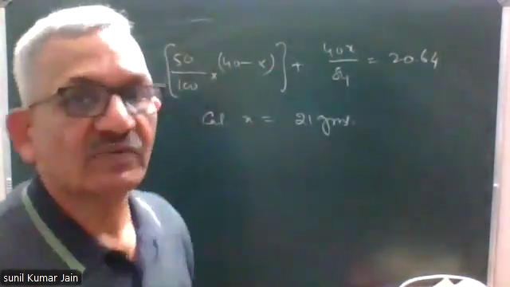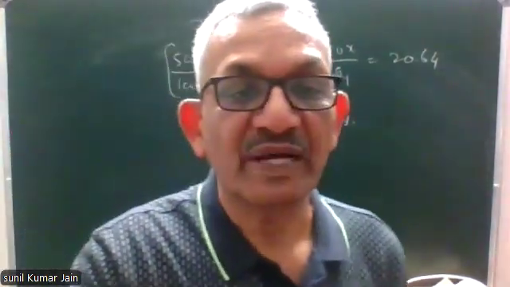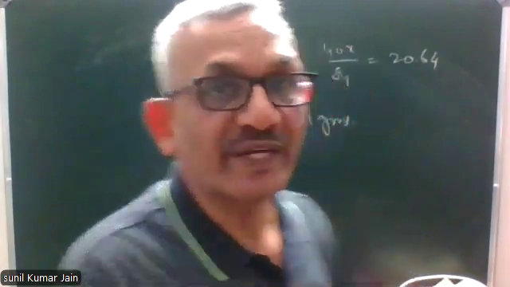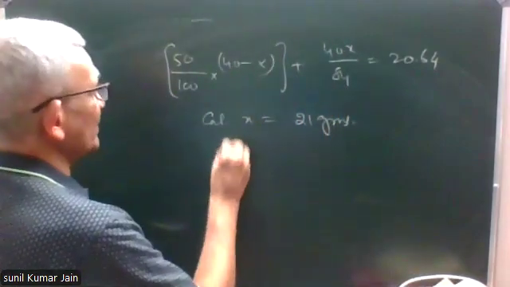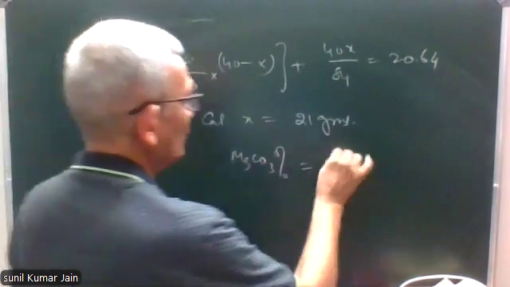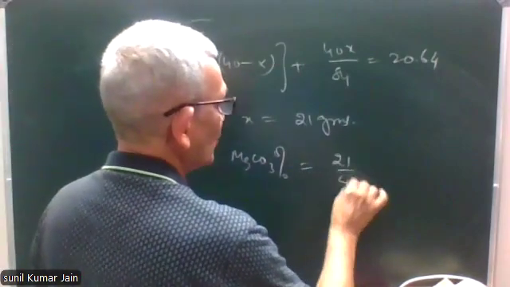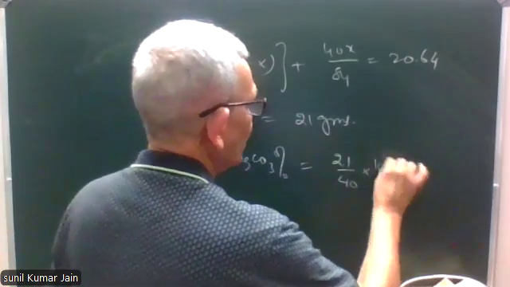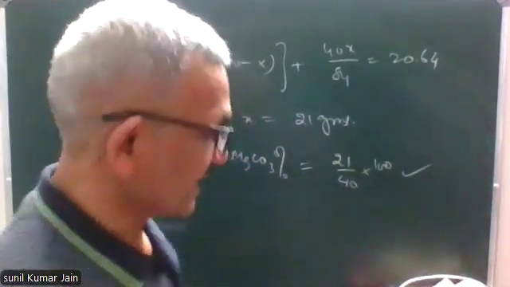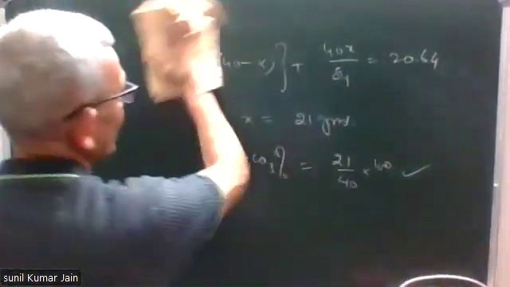It means out of 40 grams of the mixture, magnesium carbonate was 21 grams. From that, we can calculate percentage. Magnesium carbonate will be equal to 21 divided by total 40 into 100. This is the percentage of magnesium carbonate. Now the second numerical.